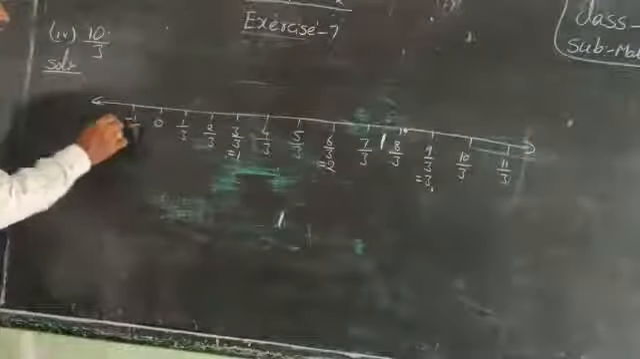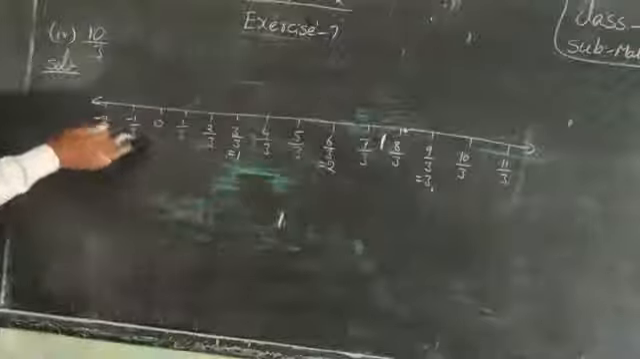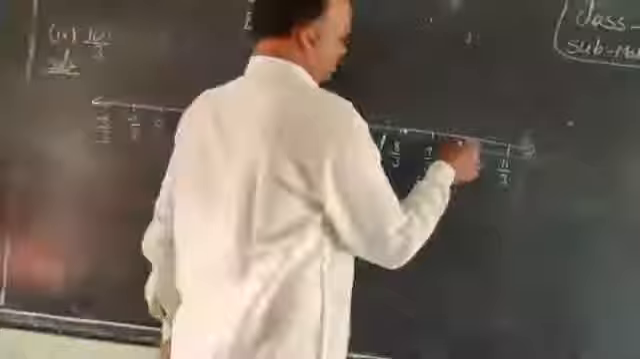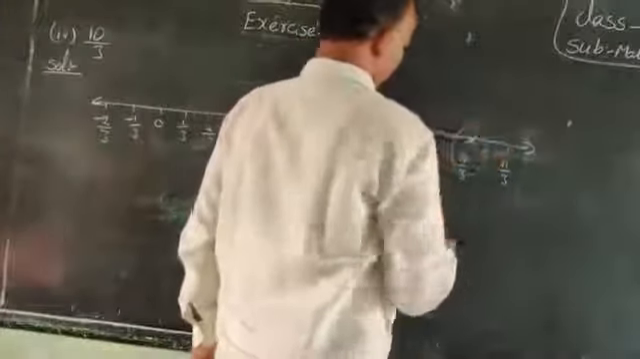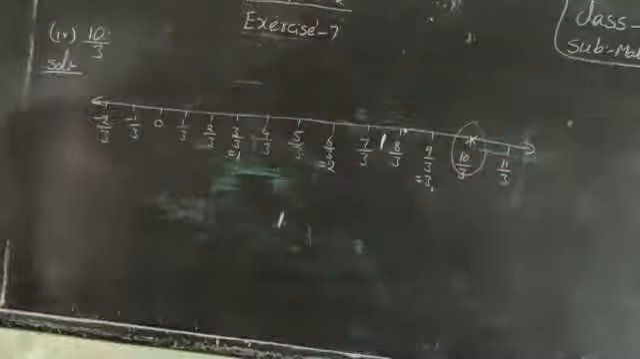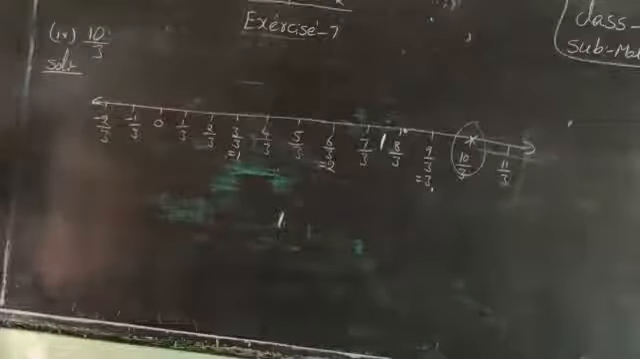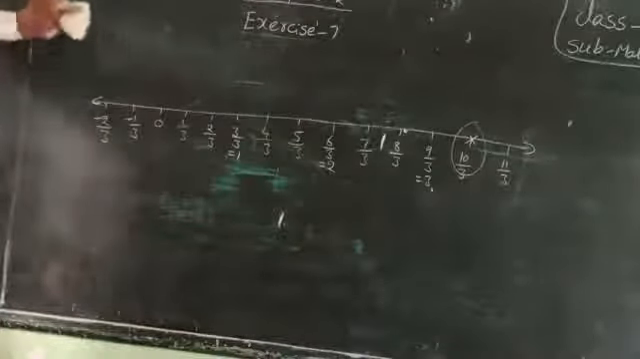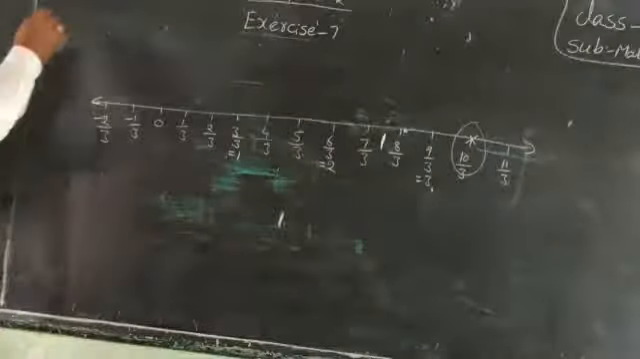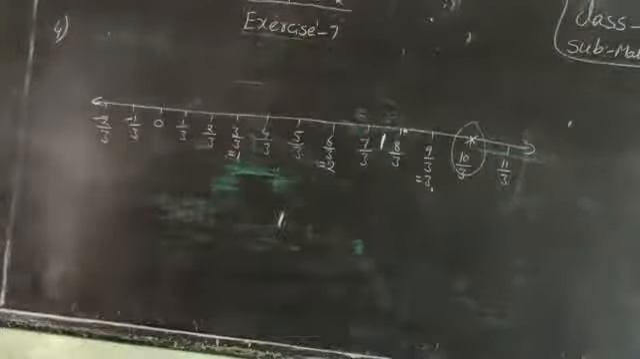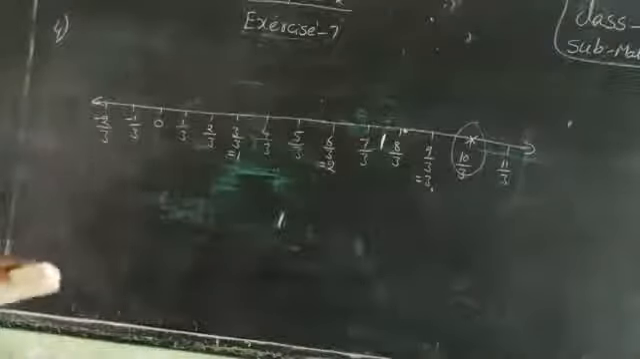and here minus 1 by 3, minus 2 by 3 on the negative side. So here the value is 10 by 3. So this is 10 by 3. Fourth problem.